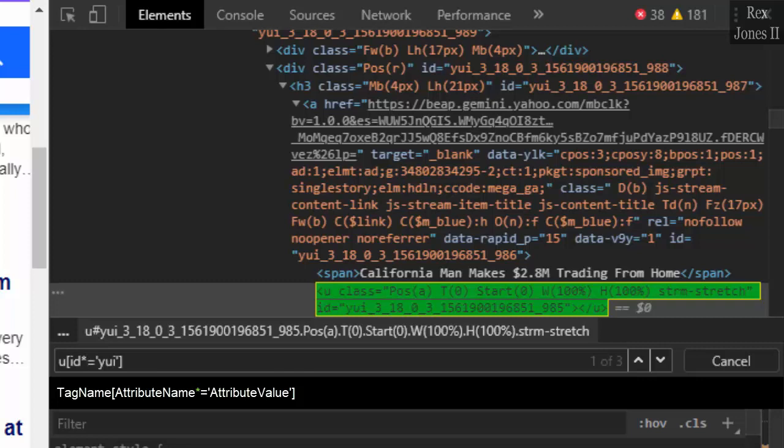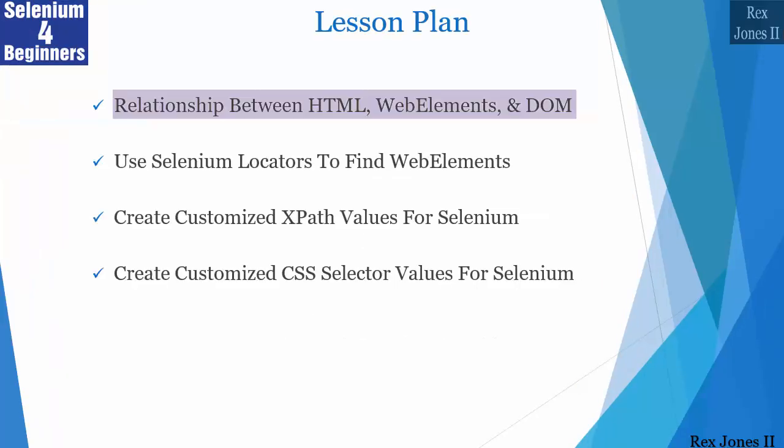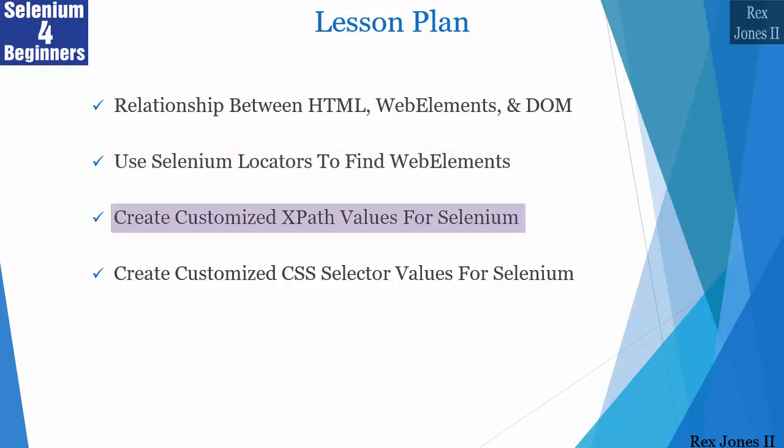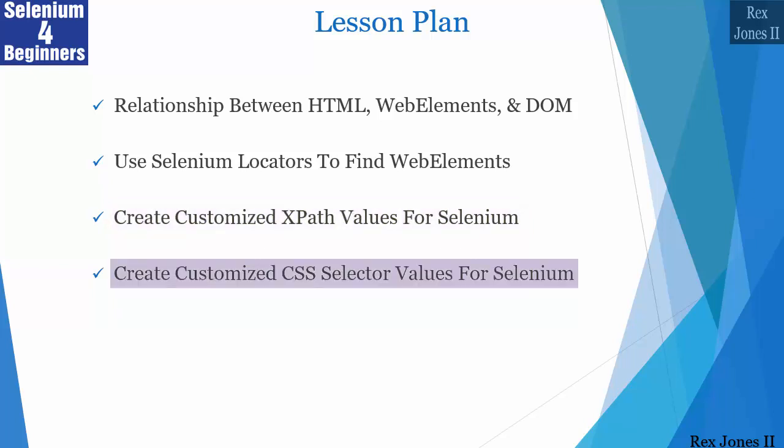That's it for CSS selectors and this series that includes the relationship between HTML, web elements, and DOM. Using 6 of the 8 Selenium locators to find the web elements, create our own customized XPath values, and create our own customized CSS selector values.